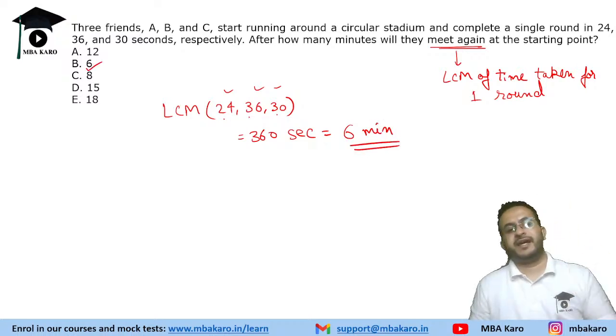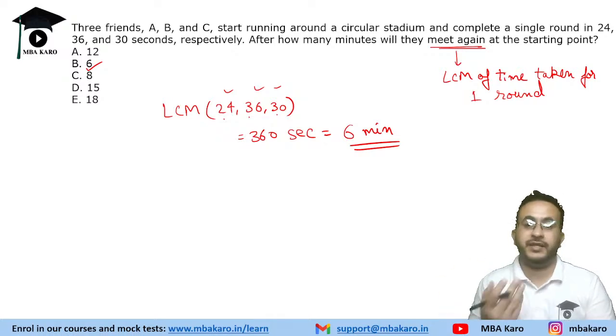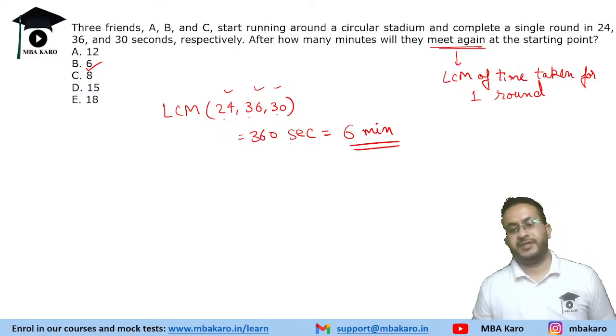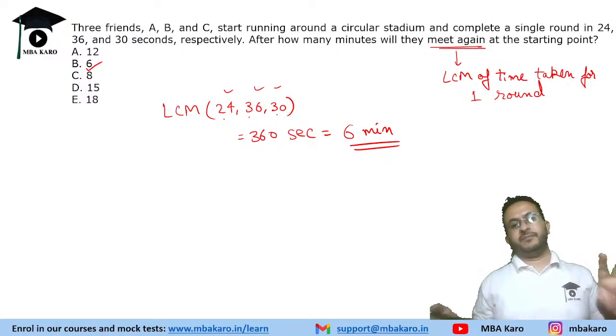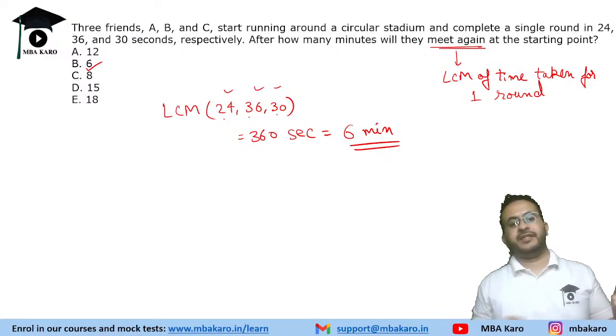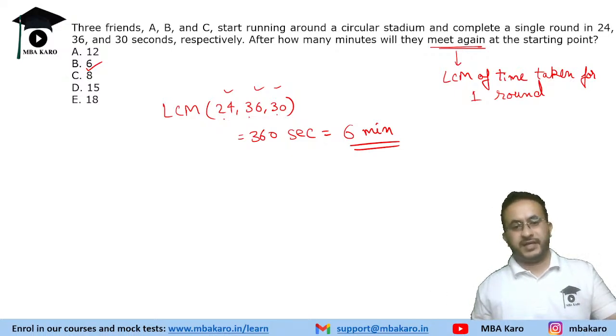Now sometimes they will ask how many times they will meet in 1 hour. Basically you know that they will meet again after 6 minutes. Sometimes they will give that they start at a certain time, and ask how many times they will meet between this time and that time. So that also one can calculate.